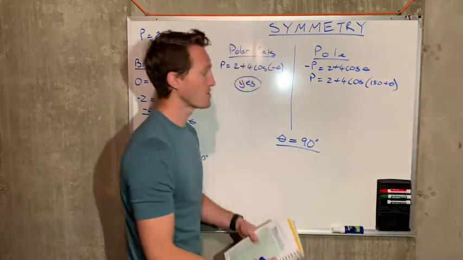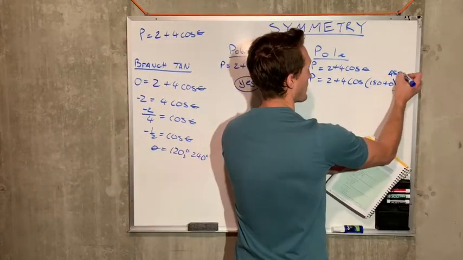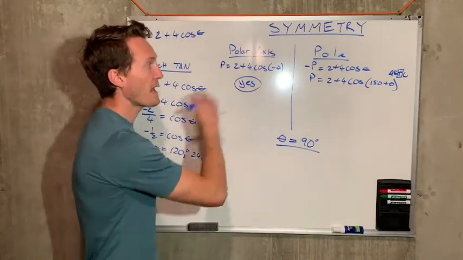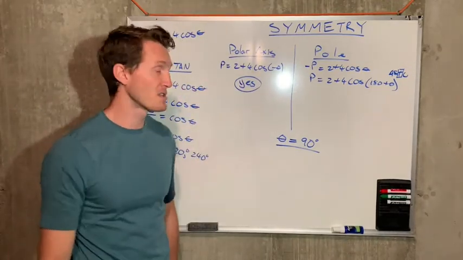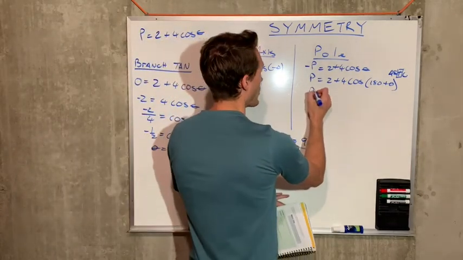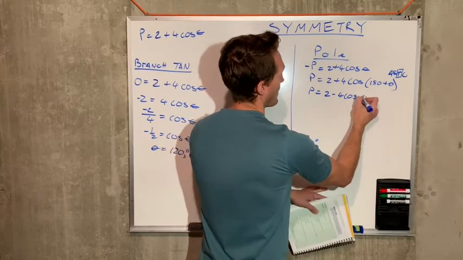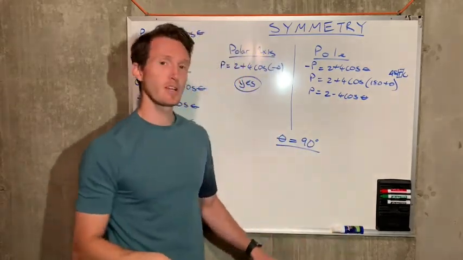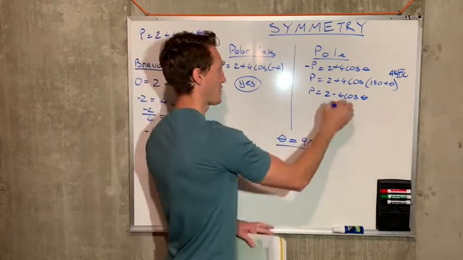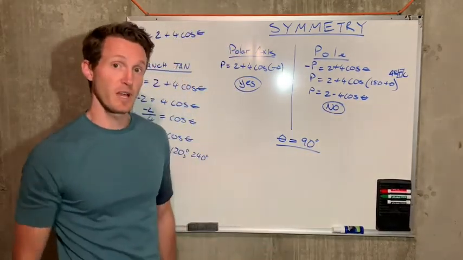Okay, now right off the bat, you want to take a look at ASTC. 180 plus theta is in the third quadrant. So a third quadrant angle is going to be negative for cosine because only tangent is positive there. So that is going to push a negative out front and say rho equals 2 minus 4 cosine of theta. All right, so that is a different equation. I had a potentially no up here at the beginning, and now I've confirmed it. It is not symmetric to the pole. All right, kind of what we were expecting.